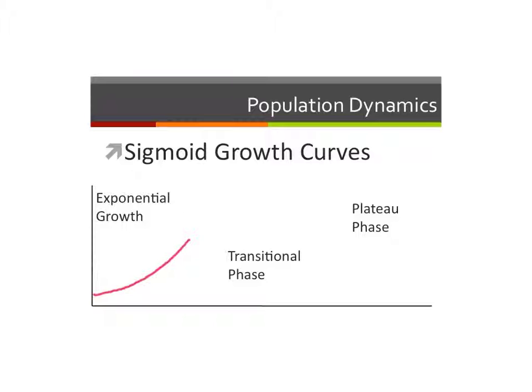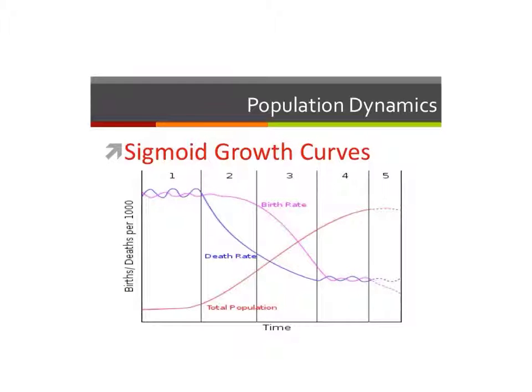But this only lasts until the emigration and the death rates start catching up, and that's what we call the transitional phase. Once all four of these factors start balancing each other out, we end up with a plateau phase where the population stabilizes. We often refer to this as the population's carrying capacity. Because of the shape of this curve being an S, we often refer to this S curve of population growth as a sigmoid growth.